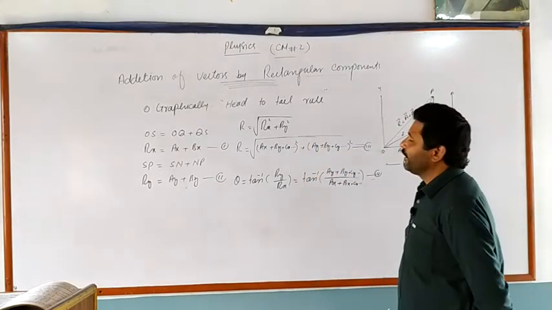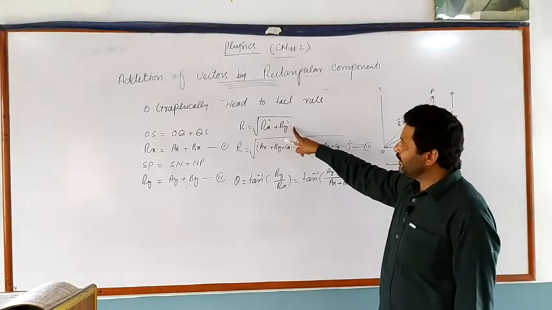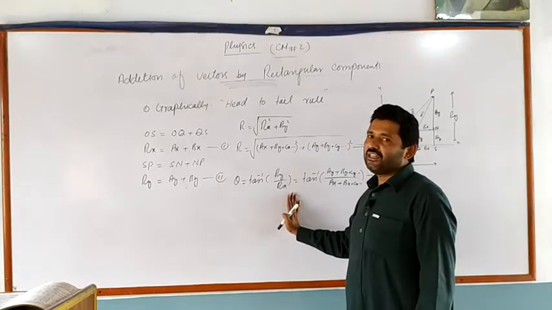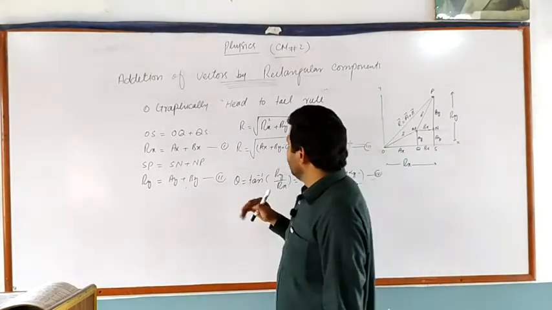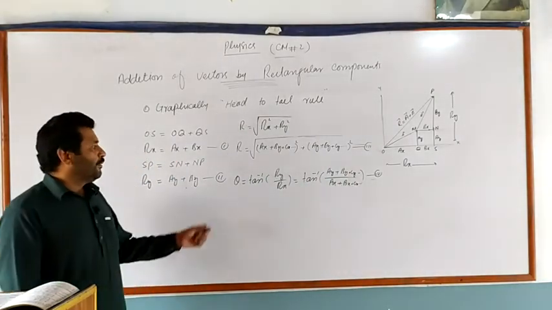Important point number 4. We will find the magnitude of the resultant vector by this technique. We will find the direction of the resultant vector by this technique. Theta is equal to tan inverse of something.